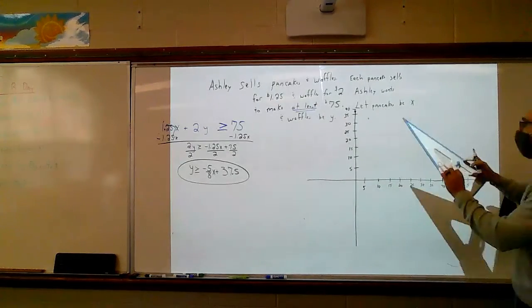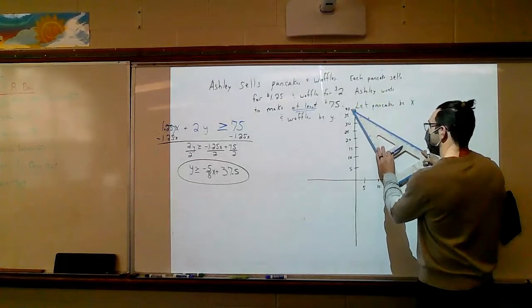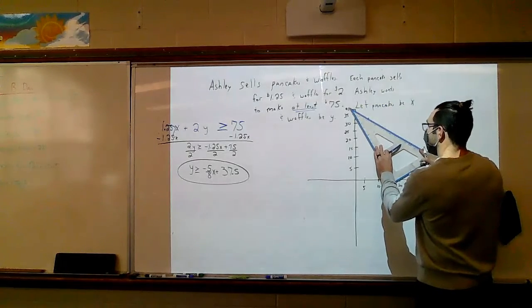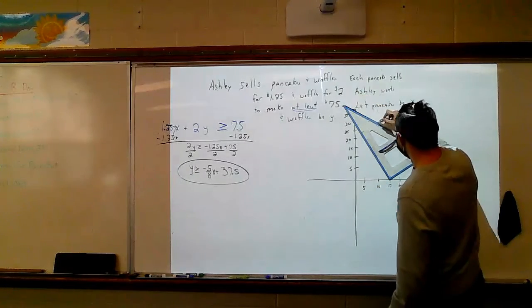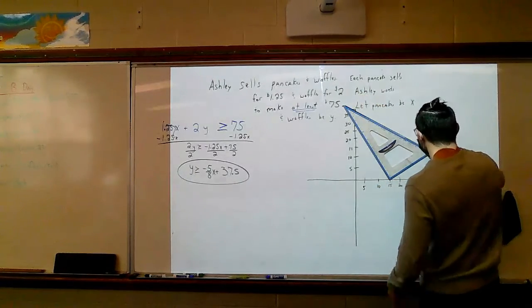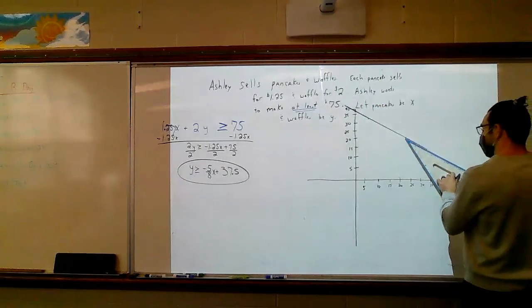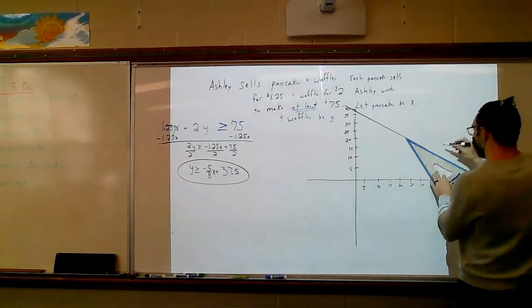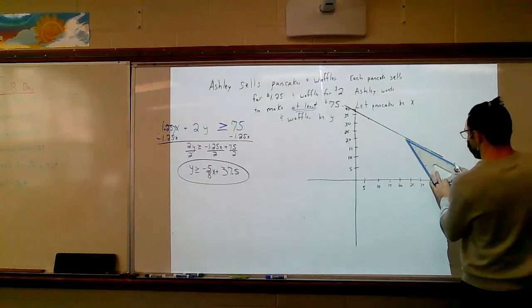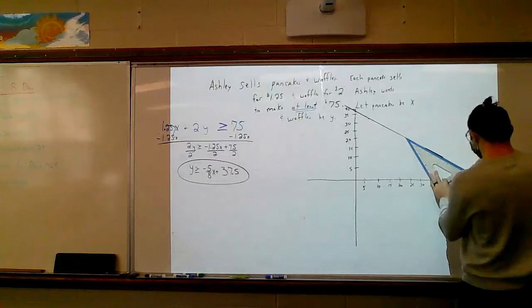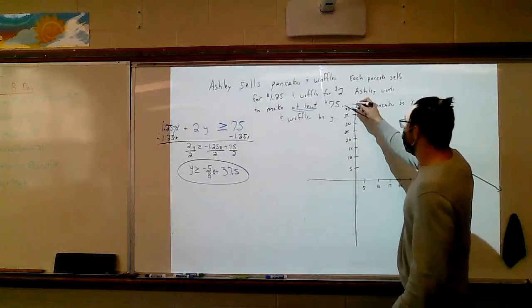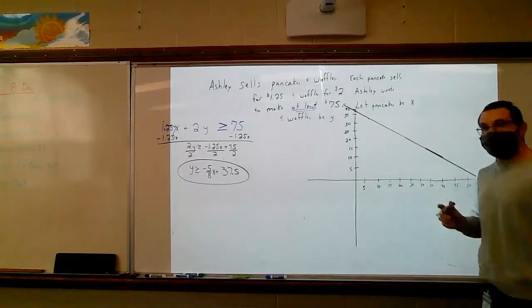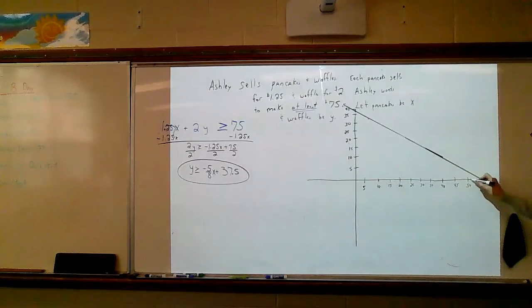Is my graph going to be a little bit off? Sure it will, because it's not a perfect graph. On your test, you will have a graph given to you. Notice that I'm making this a solid line. Who can tell me why this is a solid line? Go ahead, Caleb. Because it's greater than or equal to. So it's a solid line, and that means shade above.